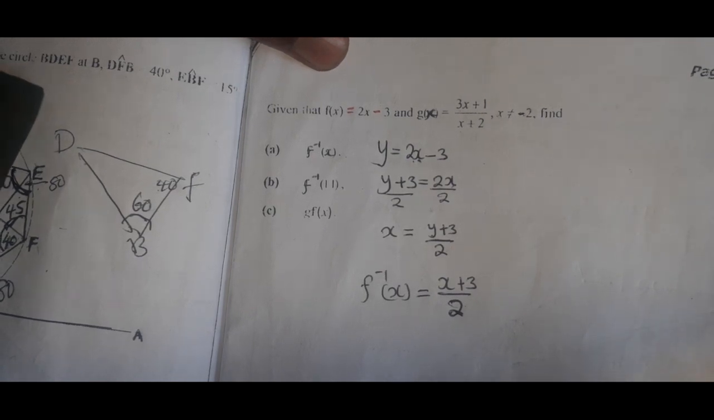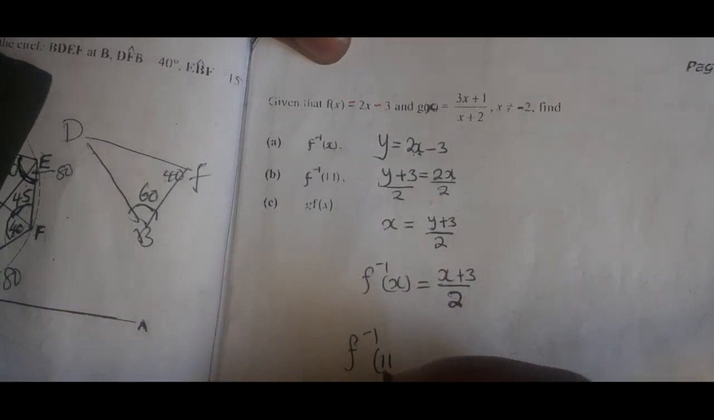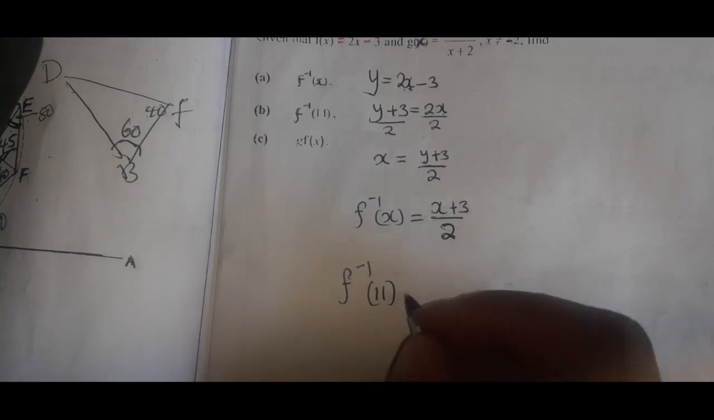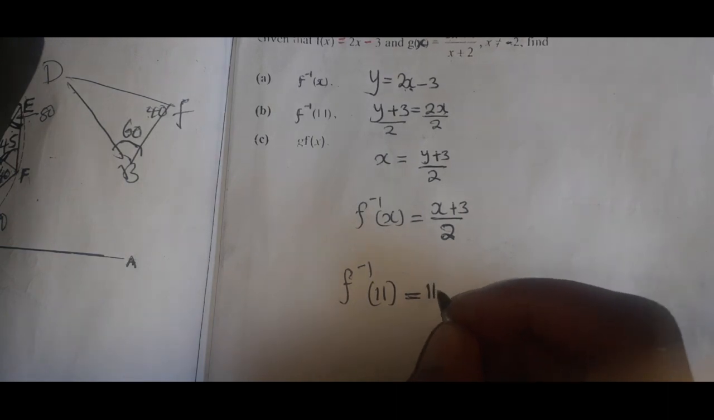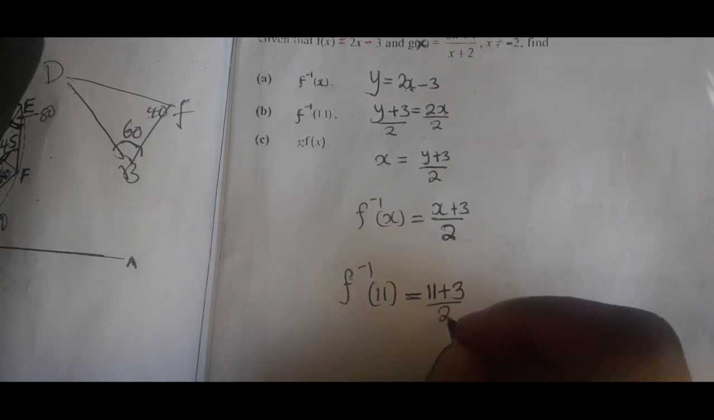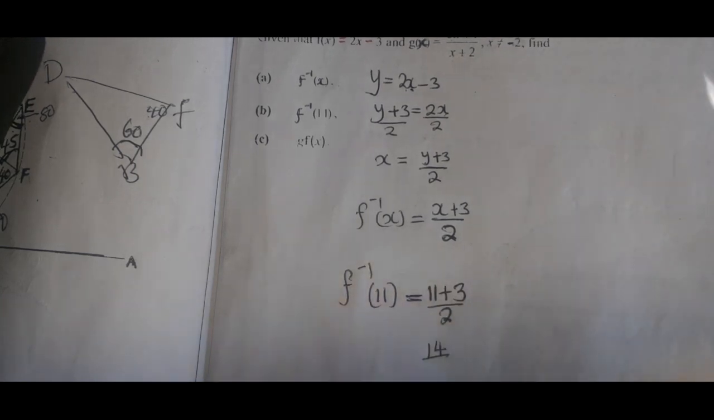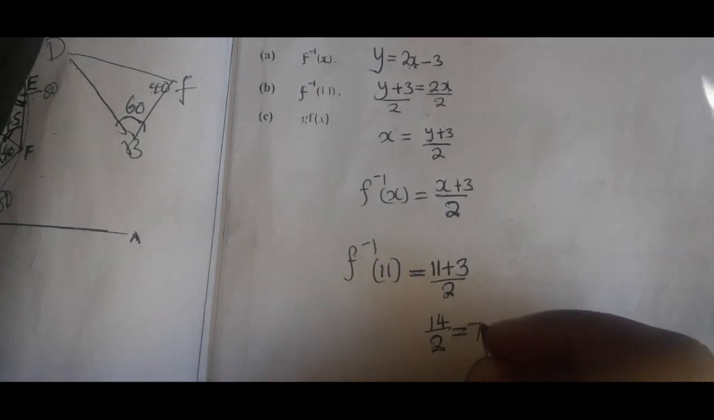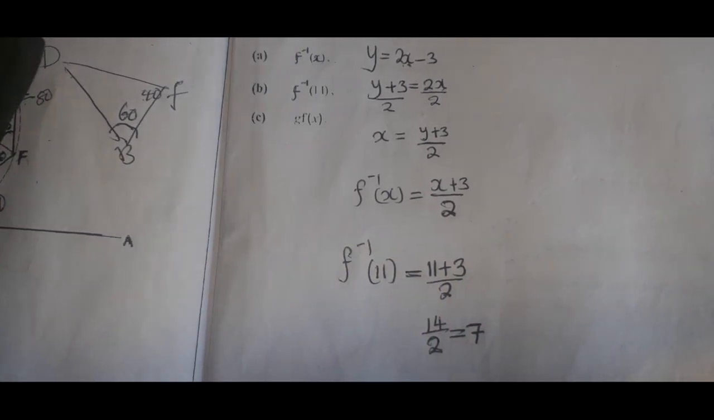Now take note, the next question from this one is the inverse of 11. So meaning here, where we have x, what are we supposed to put now? 11 plus 3 over 2. What do we get? 14 over 2. And what do we get here? 7. 7 is the final answer.